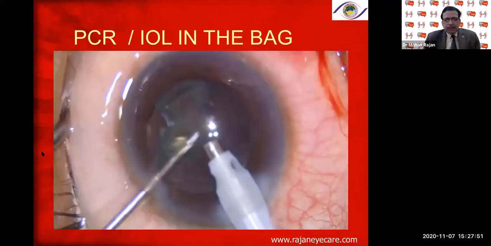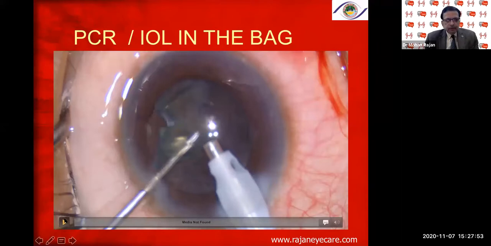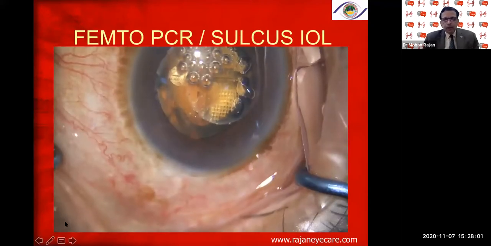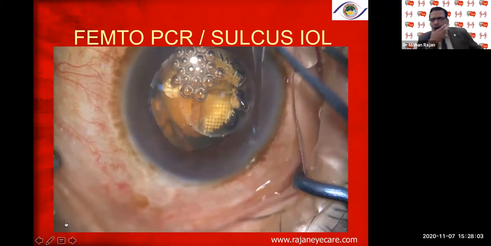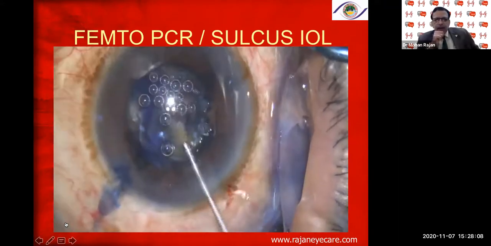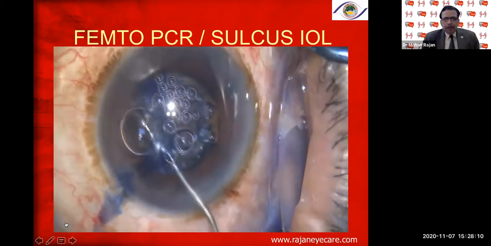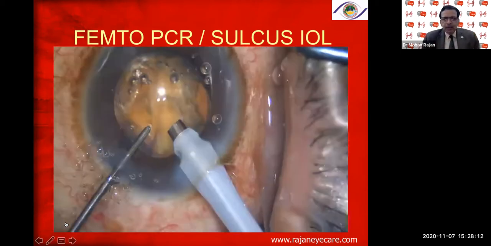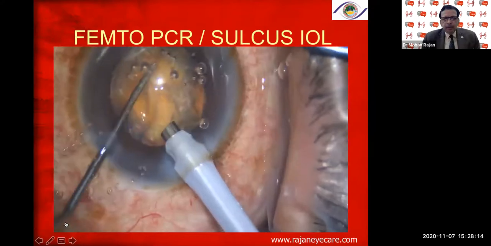You can see there's another patient here. I'm sorry, this is not working. Just to show you the FEMTO, the PCR. You can see there's another patient, very hard brown cataract, and probably I did an excess hydrodissection, over enthusiastic.